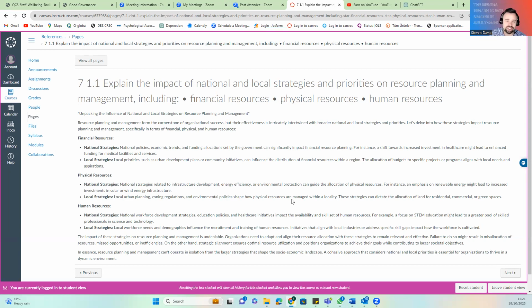And then local strategies will be, well, how do we manage that locally? Where are we going to do these blood pressure checks? Is it all going to be in one area? Is it going to be in multiple areas?